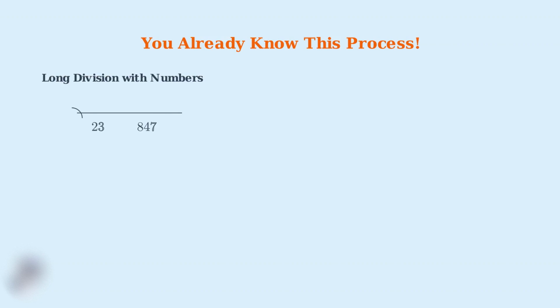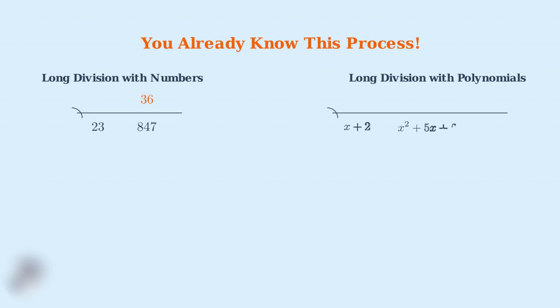The key insight is that polynomial long division follows the exact same pattern as the long division you already know with numbers. On the left, we have regular number division, and on the right, we have polynomial division using the same structure.